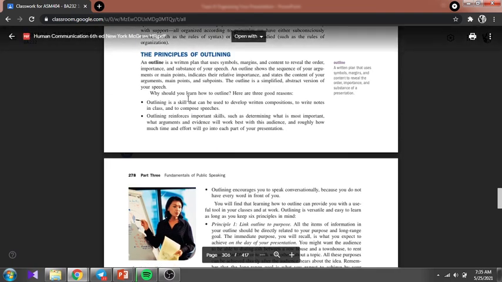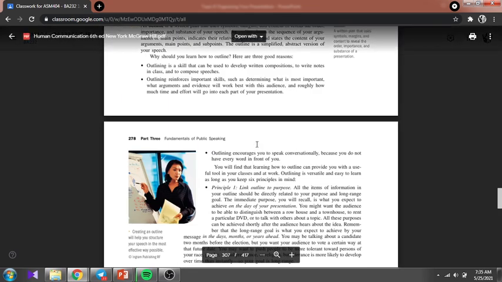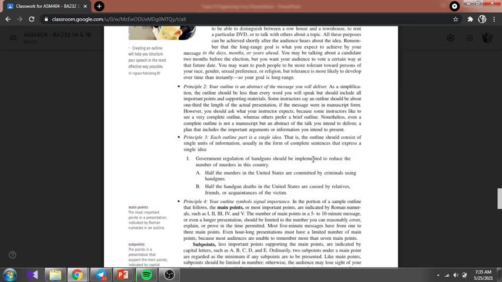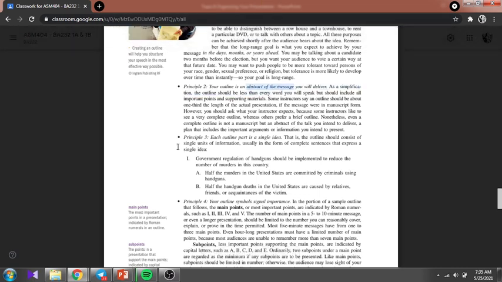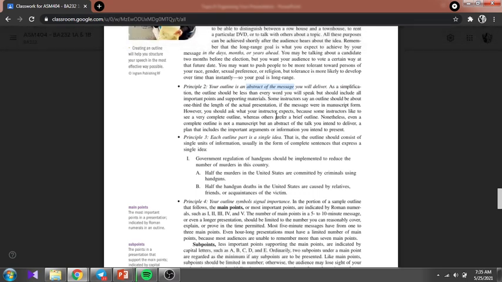Okay, there are many outlining skills. There are 3 here. Principle 1, principle 2, link the outline to purpose. Your outline is an abstract of the message you will deliver. Not everything you are going to speak goes on the outline. You just give this abstract. And each outline part is a single idea, meaning that 1 point for one outline.